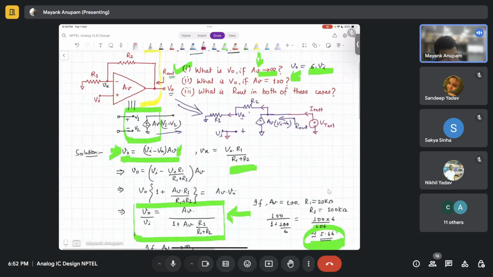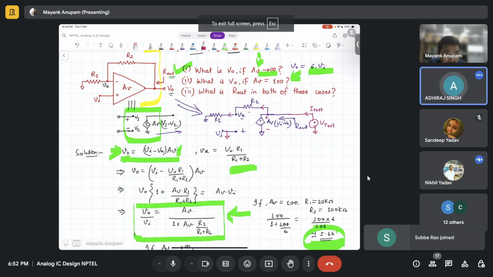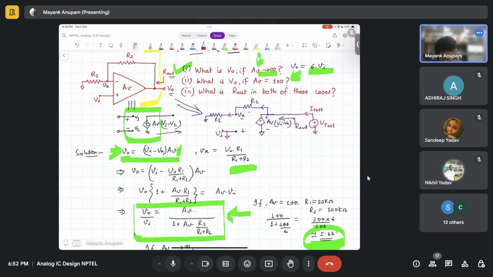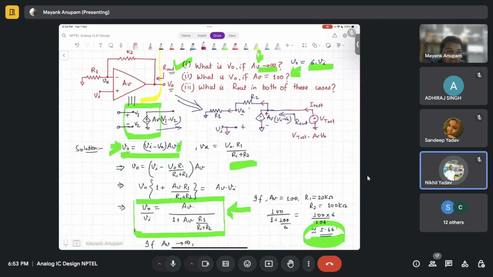So what will happen? Tell me. Vi is grounded. So what is going to be this voltage here? Negative, like minus AV times Vx. It will be equal to V test. It will be equal to V test minus AV times Vx. You're saying this voltage is V test minus AV times Vx. How is this node voltage?